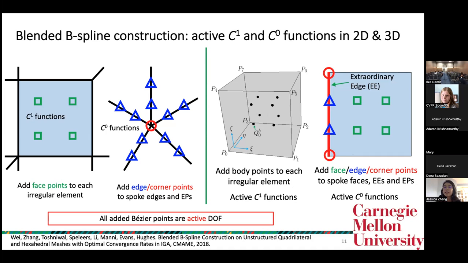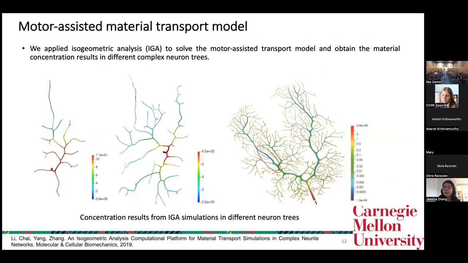By adding those active C1 and C0 functions into the construction in that local area, we blend all those basis functions together. So we already proved that we can get the optimal convergence rate for both quadrilateral elements and hexahedral elements. So that is the basis for our neuron computation. So we have extraordinary nodes, and we have truncated hierarchical B-splines that can support our study to solve the convection diffusion reaction problem coupled with the Navier-Stokes equation.